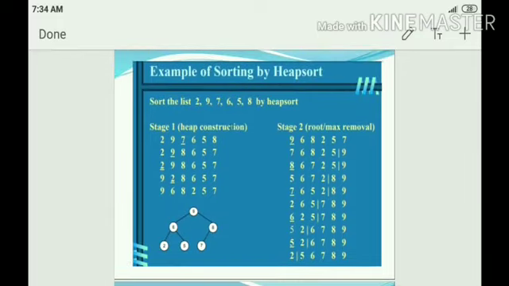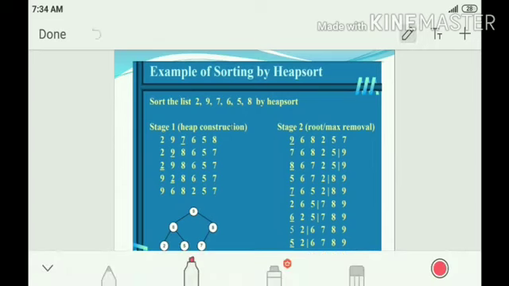So we are given a list, an array, with elements 2, 9, 7, 6, 5 and 8. Let us first construct a heap. If you observe, we have constructed a heap by following the bottom-up approach, or you can also follow the top-down approach. And then the second stage, that is the root elimination.